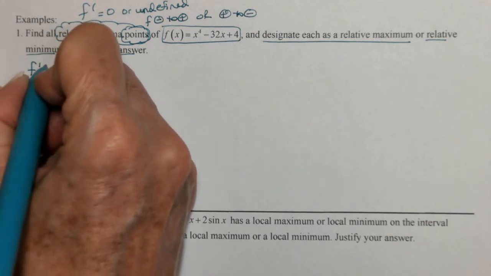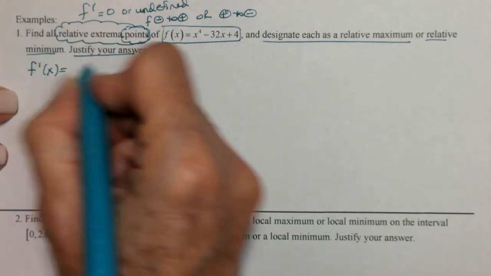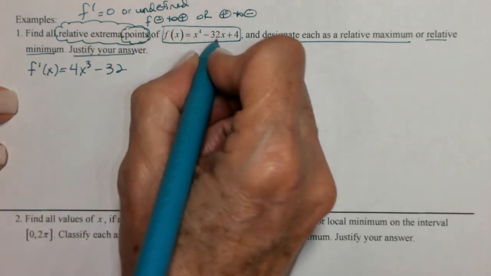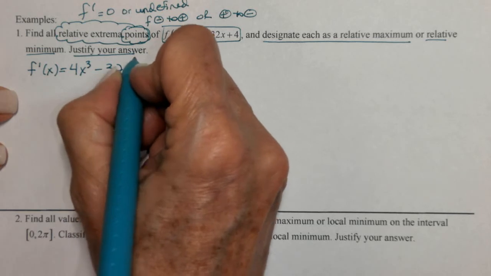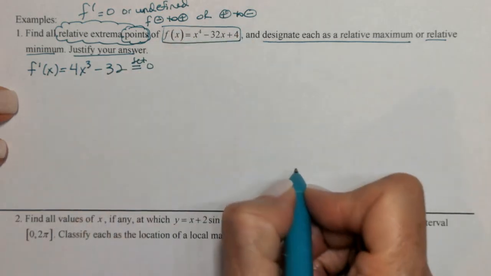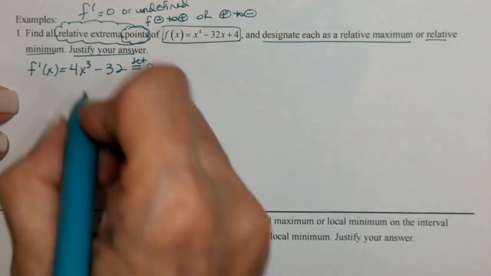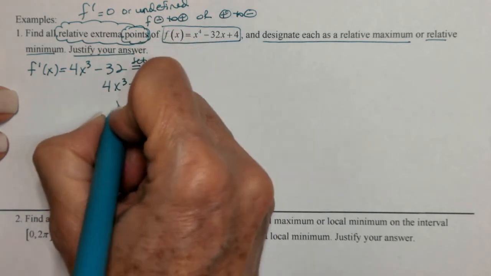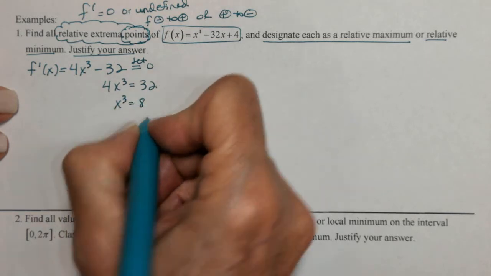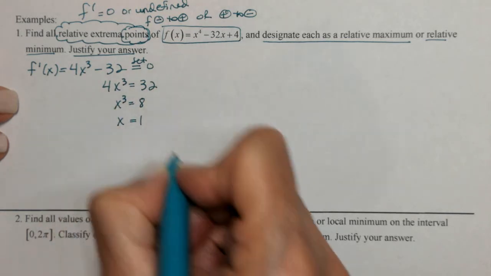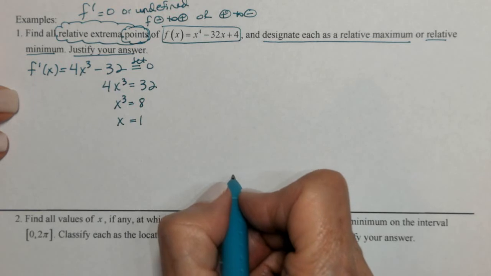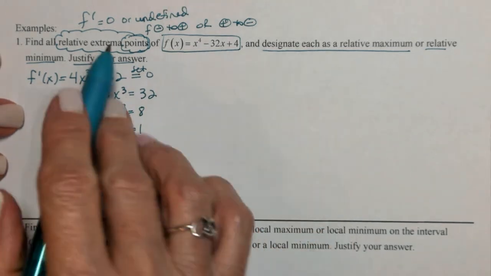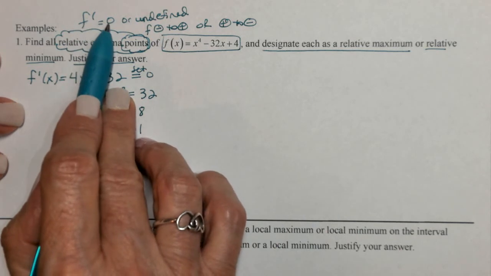F prime here is 4x cubed minus 32. We're going to set that equal to 0 and solve it for x. So 4x cubed is 32, x cubed is 8, and x is 2. There's only one critical value. There's only one spot where the derivative is 0.